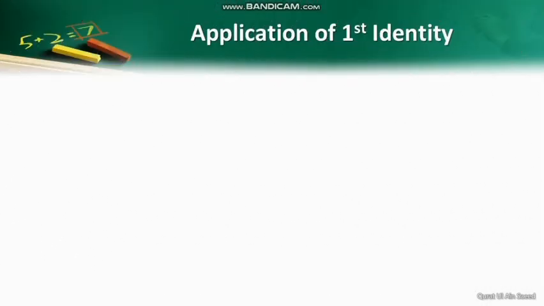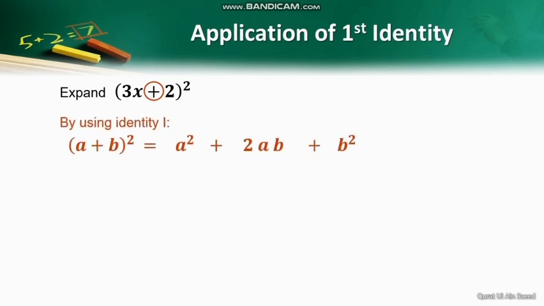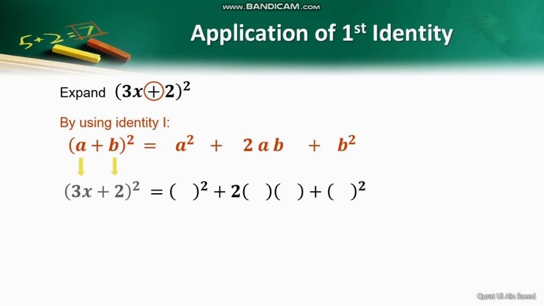The first situation is expand 3x plus 2 the whole squared. Clearly we can see that it is the perfect square of sum of 3x and 2. So definitely it's the case of first identity. Then we'll compare the given expression to the left hand side of the identity to identify the values of a and b. This suggests that a must be 3x and b should be 2.